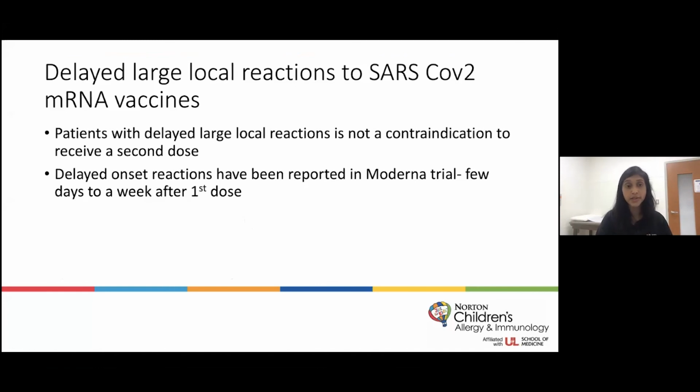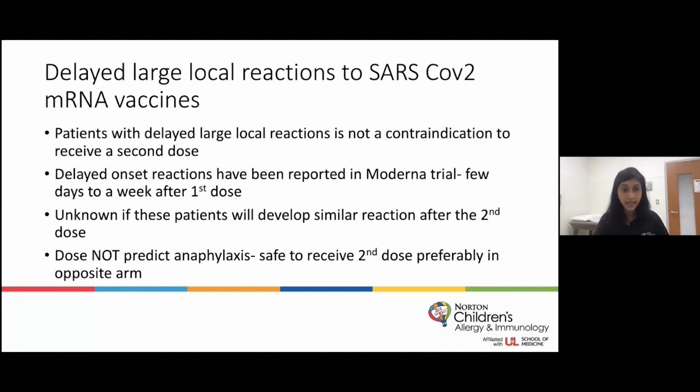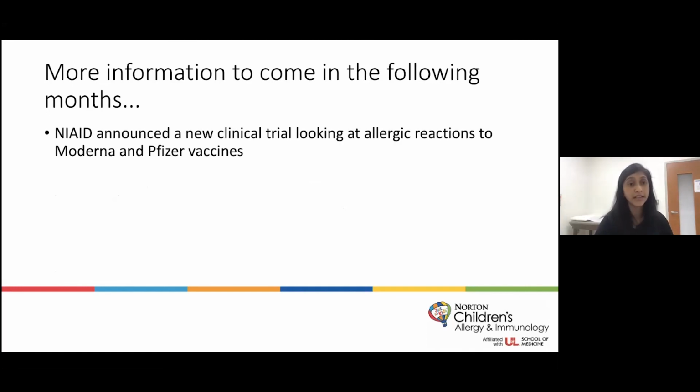It was reported in the clinical trial, particularly after the first dose. It is currently unknown if the patients will develop a similar reaction after the second dose, but it does not predict anaphylaxis. It is safe to receive the second dose, preferably in the opposite arm. So more information to come on allergic reactions to Pfizer and Moderna in the next few months.